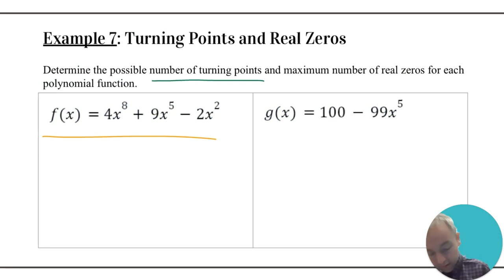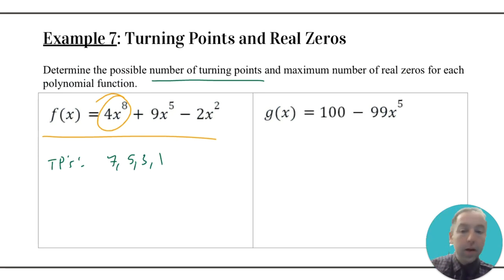So because f right here has a leading term of 4x to the 8th, that means that f is a degree 8 polynomial, right? So therefore the number of turning points that this function could have could be 7, 5, 3, or 1. It's got to be an odd number, right? So the most that it could have is 7. We don't really know without actually graphing how many turning points it might actually have, but we just know that it's going to have either 7 or 5 or 3 or 1.